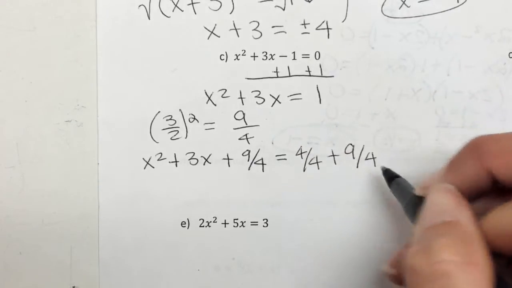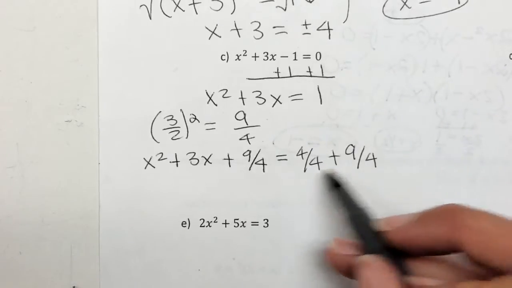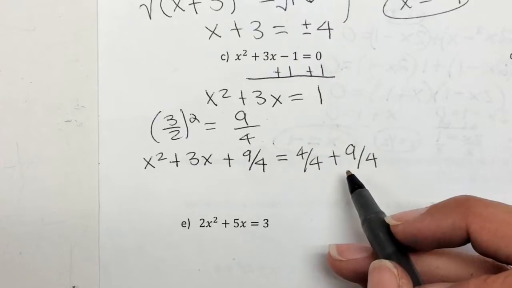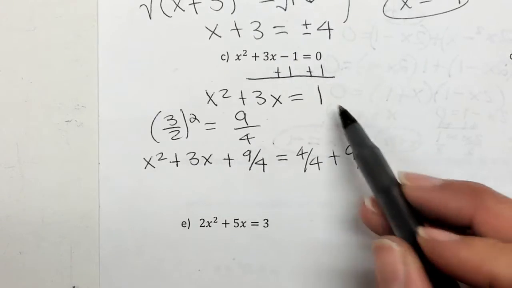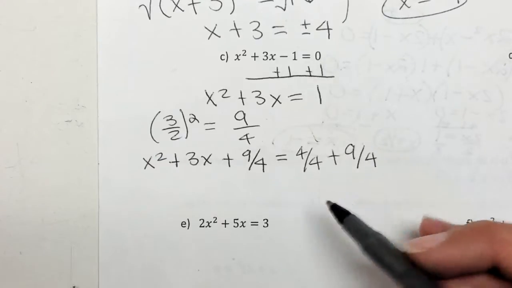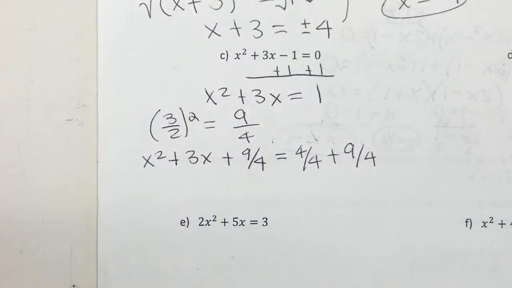Does everybody understand why I did that? No. I did this so I could add these, because to add fractions you have to have a common denominator, right? So the 9 over 4 came from here. The 4 over 4 came from this. 1 is the same thing as 4 divided by 4. Yes, very good.